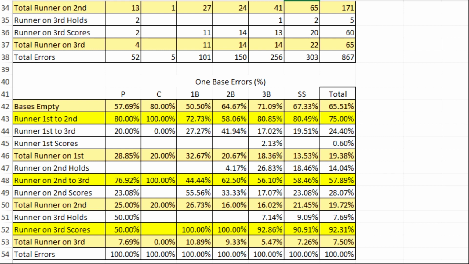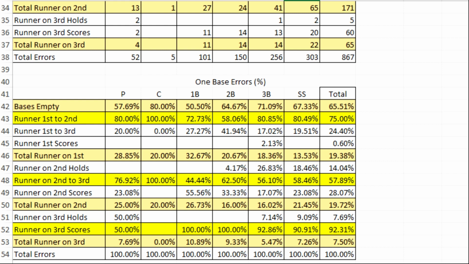But runners on first or runners on second, a majority of the time they're advancing one base, but there is a good percentage of the time that they're advancing more than one base. So very interesting to me to note that.